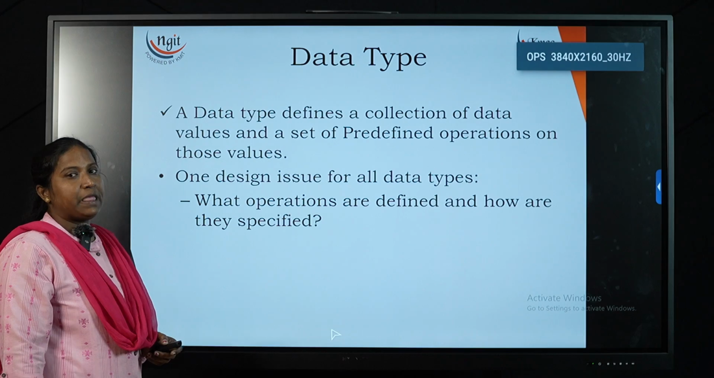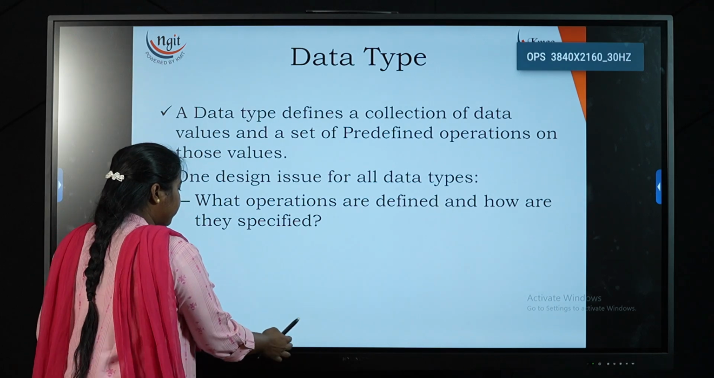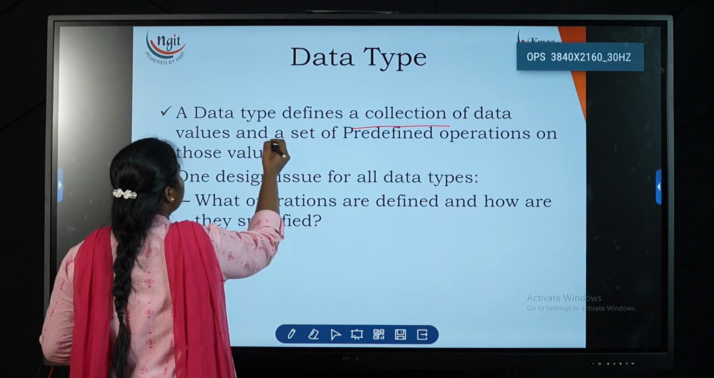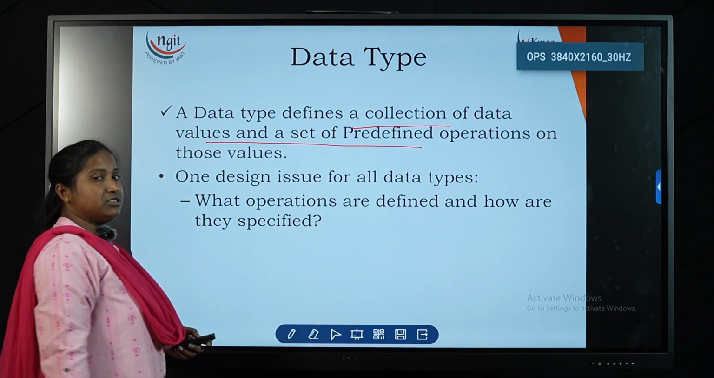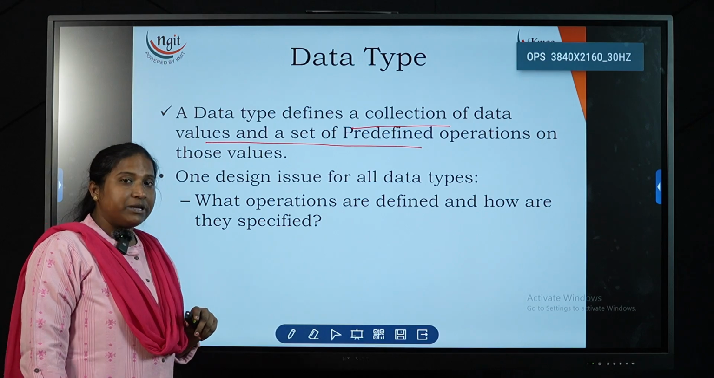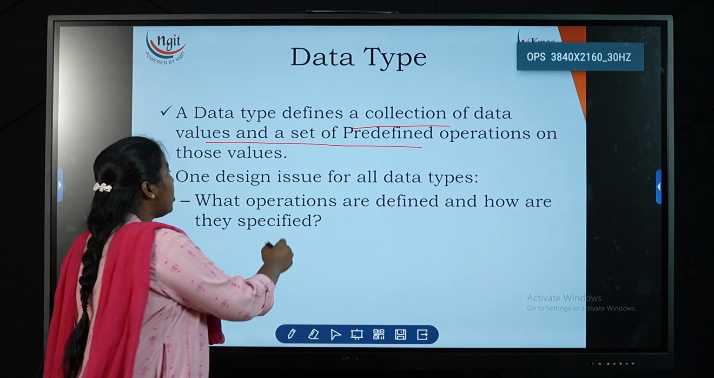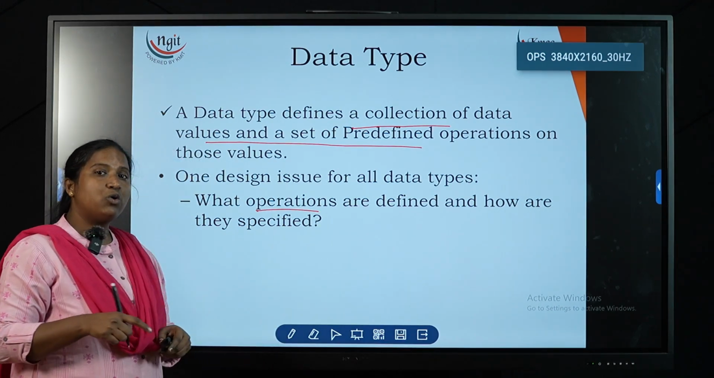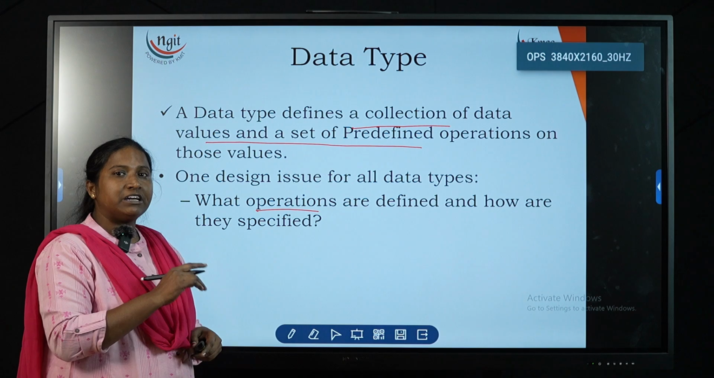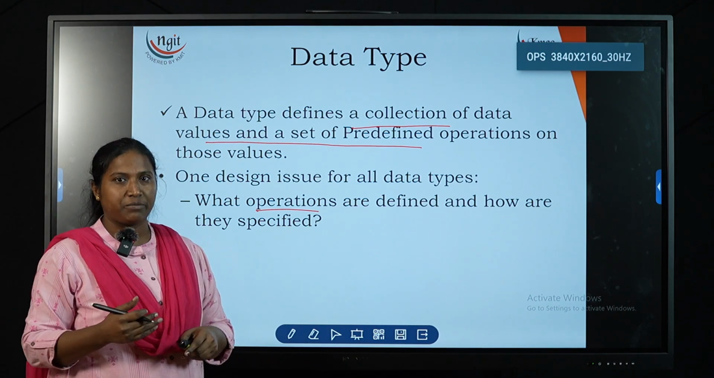So what is a data type? The data type defines a collection of data values, and a set of predefined operations on those values. This is the definition of a data type. Coming to the design issues of data types, we'll talk about what operations are defined and how they are specified. I have mentioned clearly that this is not particular to a language. This is about data types concerning many programming languages.